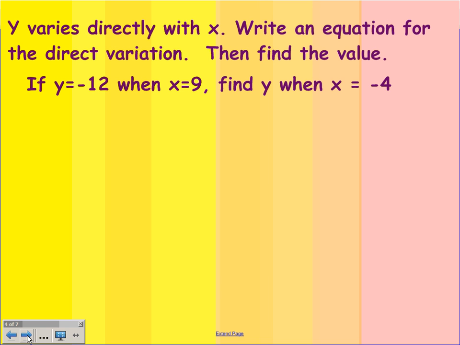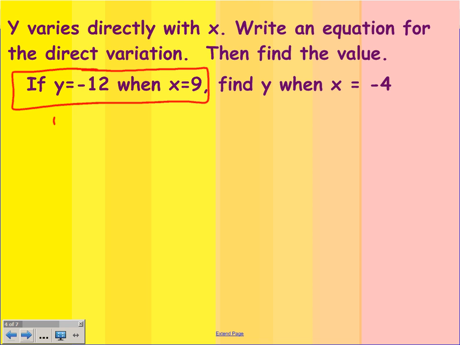And you're going to notice in these problems that the numbers are kind of scrambled, but where you see x and y together, then we want to use that as our first step. So I'll show you what I mean by that. It says if y is negative 12 when x is 9, find y when x is negative 4. So we definitely know this part. We know the left side of this statement.